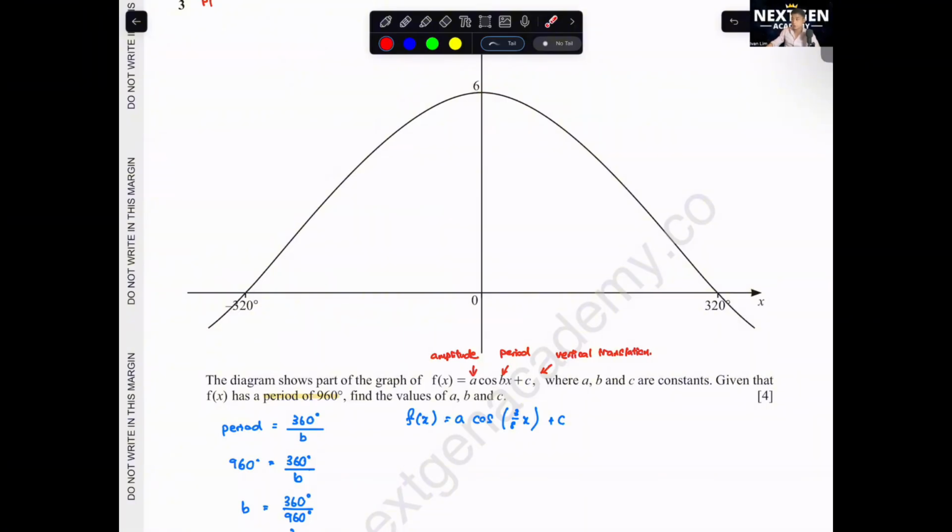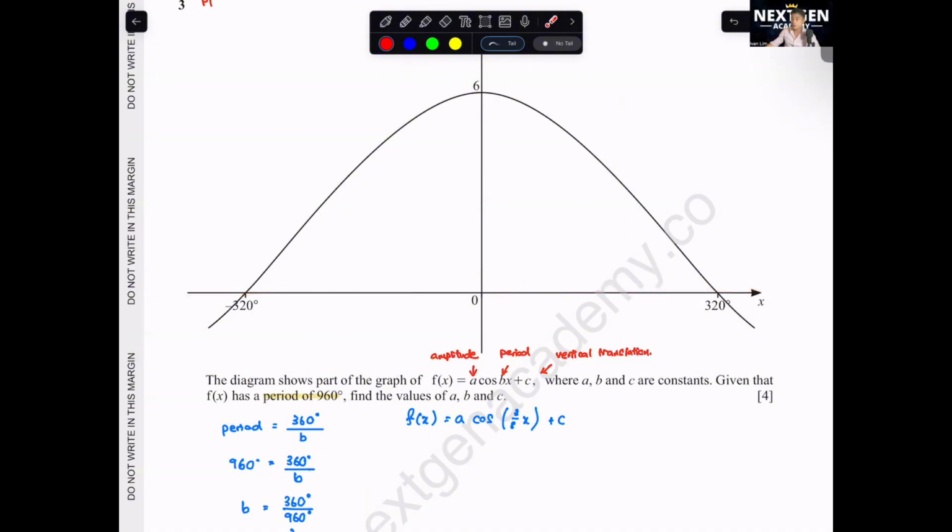You cannot straight away use that, because we cannot see the entire full graph. So there might be a shift in the graph also. Maybe shifted up, maybe shifted down. We don't know. So we don't assume that this is your amplitude, because this might not be the middle point.